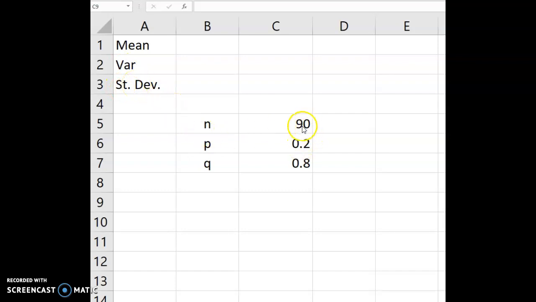And so here's the values that were listed for N, number of trials. Probability of success was 0.2, which means the probability of failure would have to be 0.8, so that those add up to 1 or 100%. The formula for mean is N times P, so we're going to do 90 times 0.2, and that is the mean of our binomial distribution.